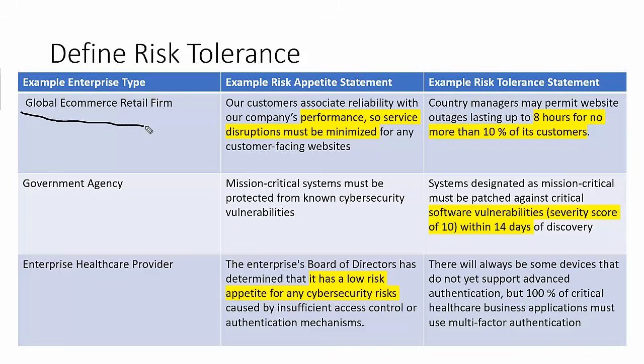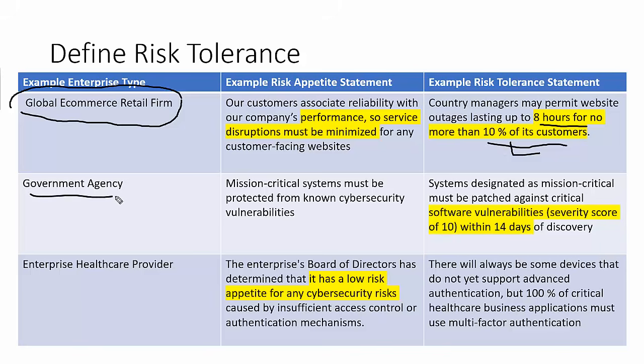Example, there is a global economic retail firm. This is the risk appetite statement for them. Our customers associate reliability with our company performance, so service disruption must be minimized for any customer facing website. So that is the appetite for them, the level of risk they are willing to accept. And they gave the risk tolerance statement that the country manager may permit a website outage lasting 8 hours for no more than 10% of its customers. Based on this only, we will go for the risk impact analysis. When you're calculating a risk, when you're providing a severity impact of the risk, during that time we consider this risk tolerance value.